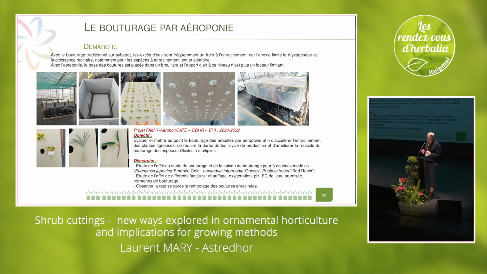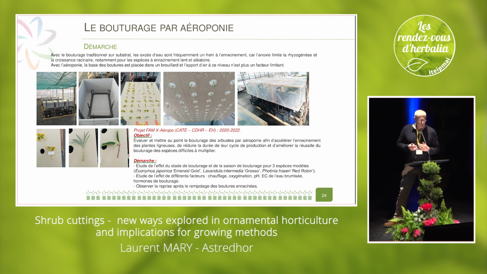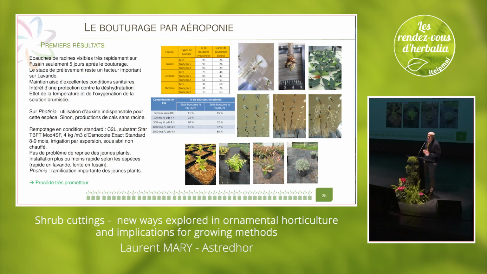This is what it looks like. You put the cuttings on plates, on trays, and they're not in substrate, they're in the air. And they are sprayed from the bottom thanks to a spraying system. And we tried that on lavender, on Photinia, because these are species that we know respond differently to cuttings. And so the results were very interesting. For instance, we did the cuttings, and after 15 days, we can restake.